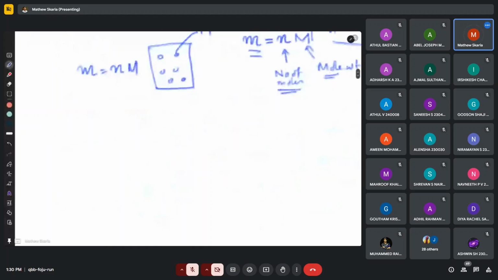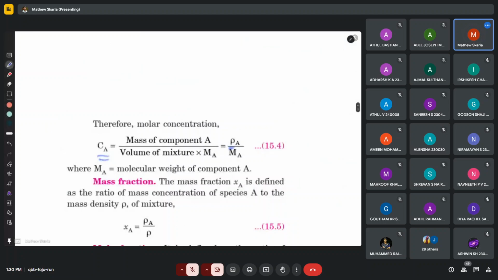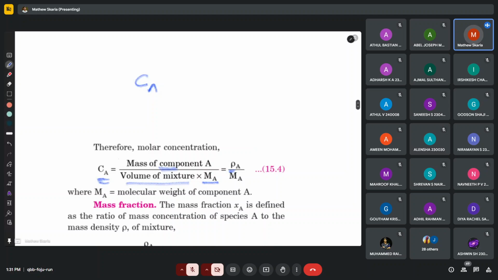Now taking it to the next page. So the concentration is equal to the mass of the component divided by the volume of the mixture into the molecular weight. We know Ca is equal to the number of moles of A divided by the volume.